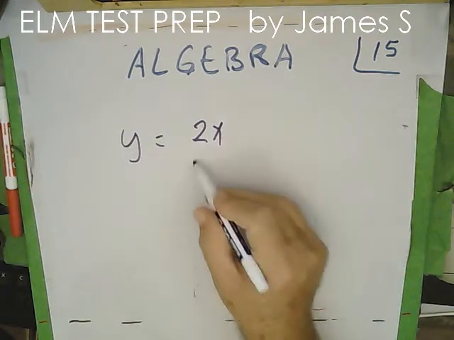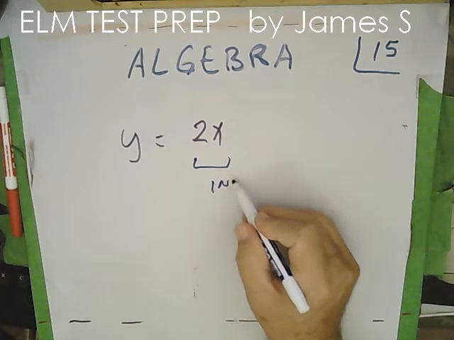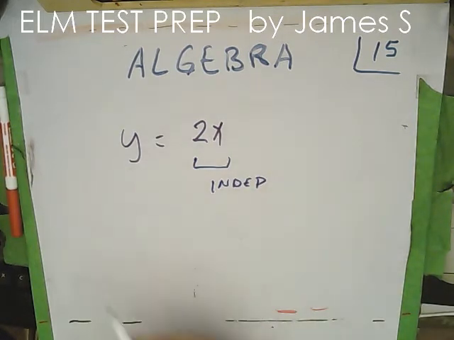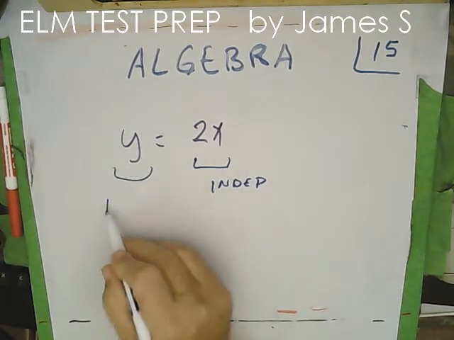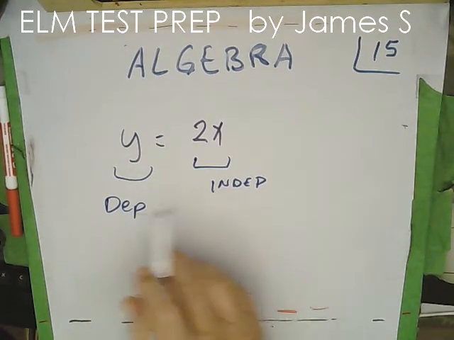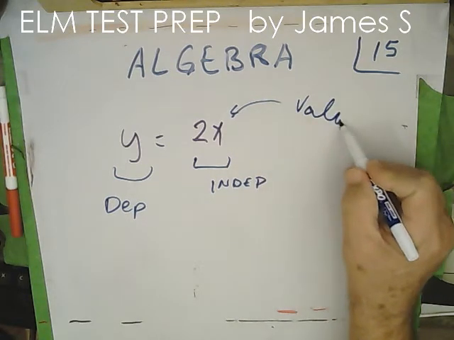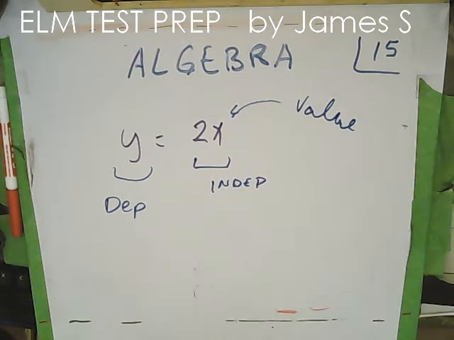I have what would be called an independent variable. Means that you give me an x and then I can tell you what y is. And so y becomes a dependent variable. It's dependent on whatever value you give me for x. You pick an x value and then I can tell you what y is.